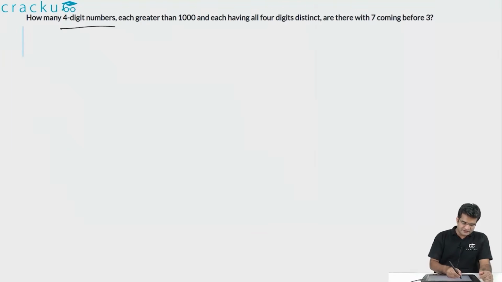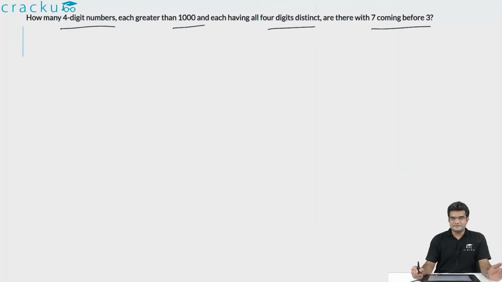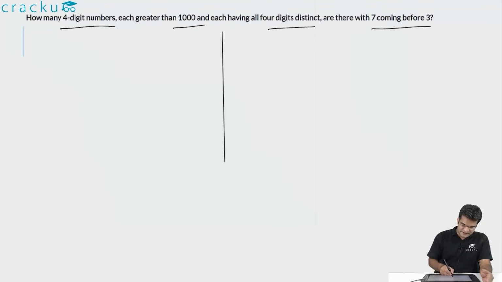In this question, we are asked to find out how many 4-digit numbers are there which are greater than 1000, such that all the 4 digits are distinct and they have a 7 and a 3, such that 7 comes before 3. So let us consider two cases.